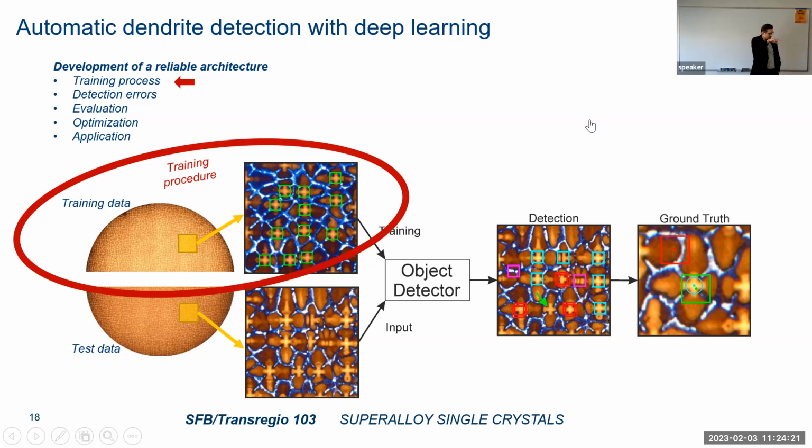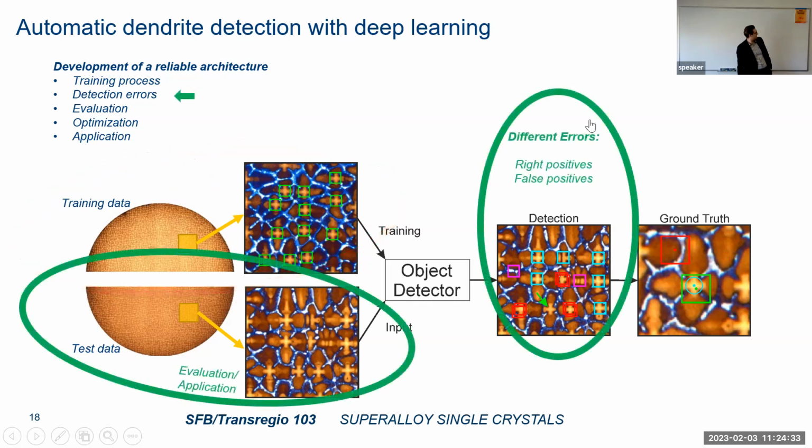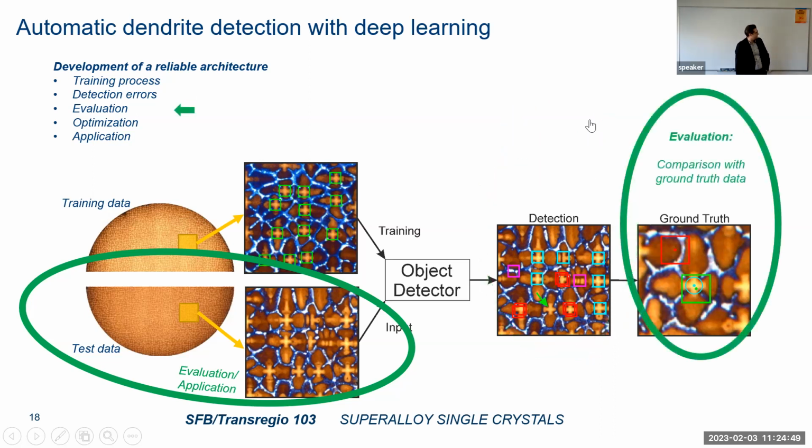Then the detector is being trained, and by training, it tries to optimize the weights and the activation functions of its neurons. And once it's finished with training, you test it. By testing, I mean you put in some unknown data and you see how the object detector performs. And then you will realize, oh, dang it, it doesn't work. Right? It's not able to detect the dendrites. So you need to identify why that is by comparing the detections with ground truth data.